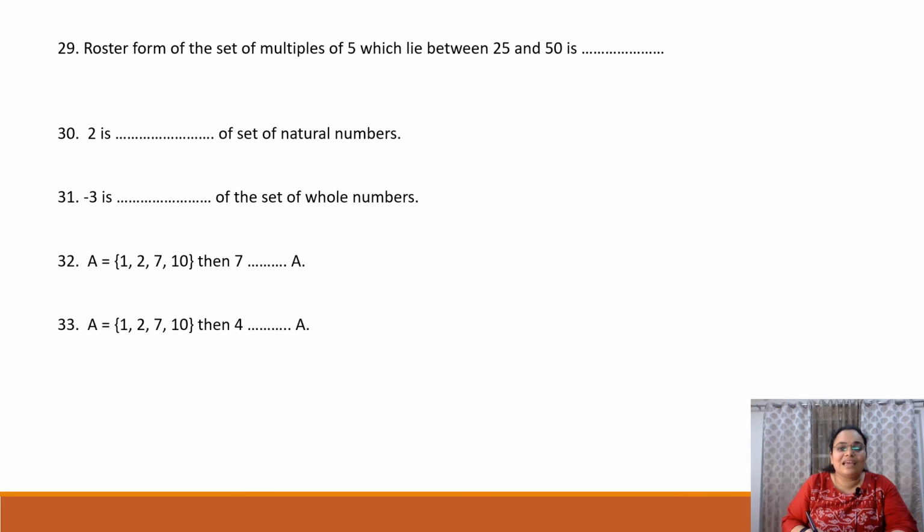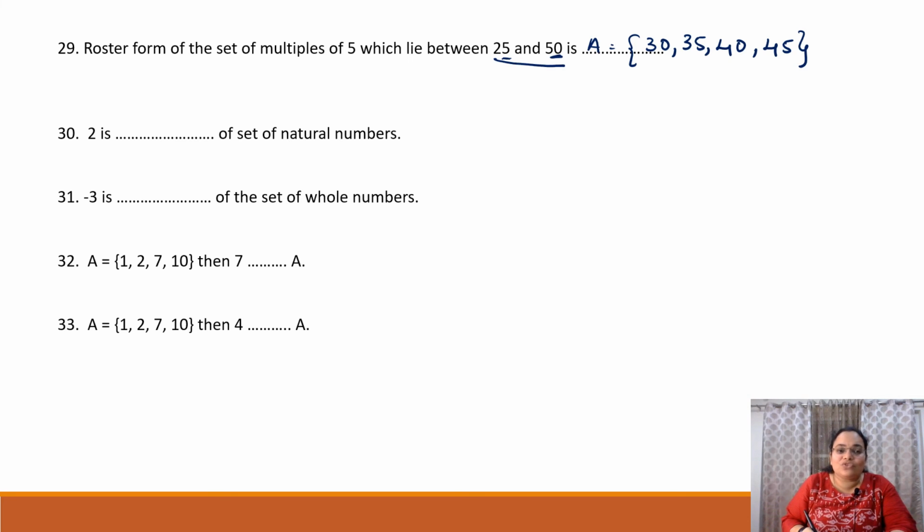The next one is the roster form of the set of multiples of 5 which lie between 25 and 50. So what is the roster form for this? That is A is equal to multiples of 5 that lie between 25 and 50. That is multiples of 5 after 25: 30, 35, 40, 45, because it should lie between 25 and 50.